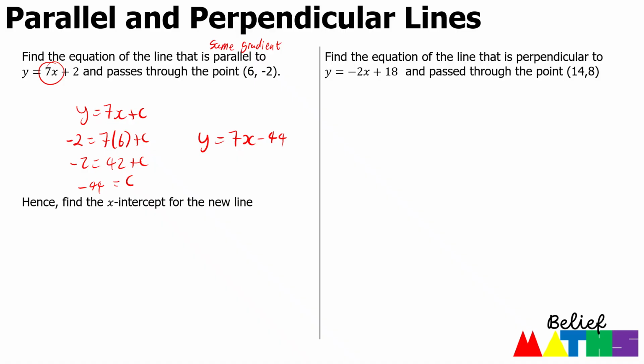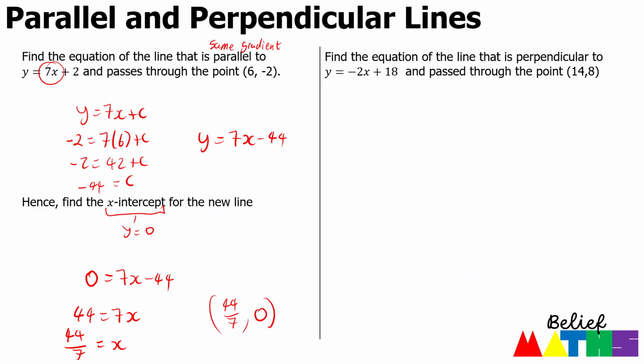Now sometimes I'll say hence find the x-intercept of the new line. We know the y-intercept is minus 44. The x-intercept is when y equals 0. So we can sub that in. 0 equals 7x minus 44. So when we rearrange that, 44 is equal to 7x. Dividing both sides by 7, you get 44 over 7 is equal to x. So therefore the x-intercept is 44 over 7, 0. That's the point where it crosses the x-axis.